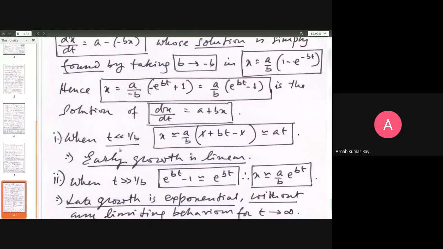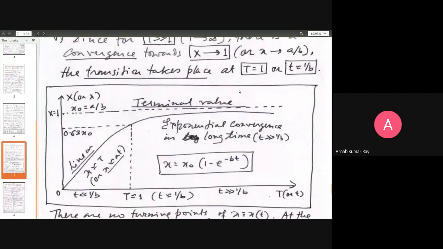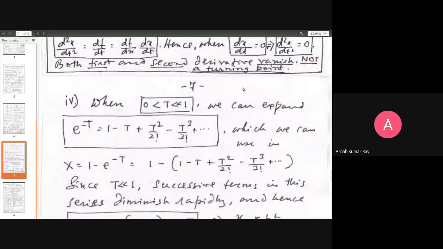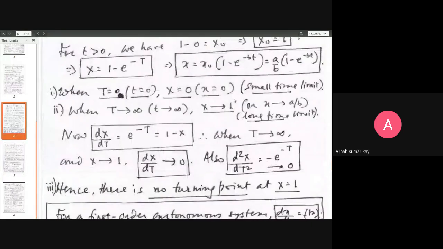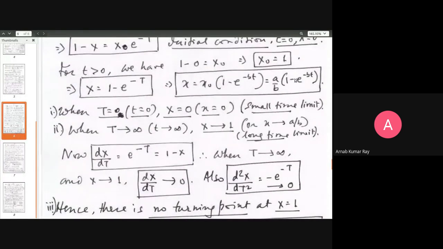When t is very much less than 1 upon b, b is a natural time scale of t. Okay? So maybe I should stress on this point also. Why am I saying that b is a natural time scale of t? You just see this equation. I'm sorry, I should have stressed on this point. Look at this equation. I have got e raised to minus bt.